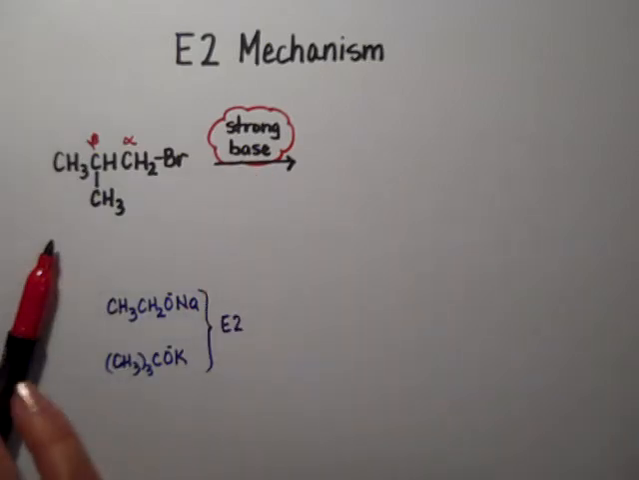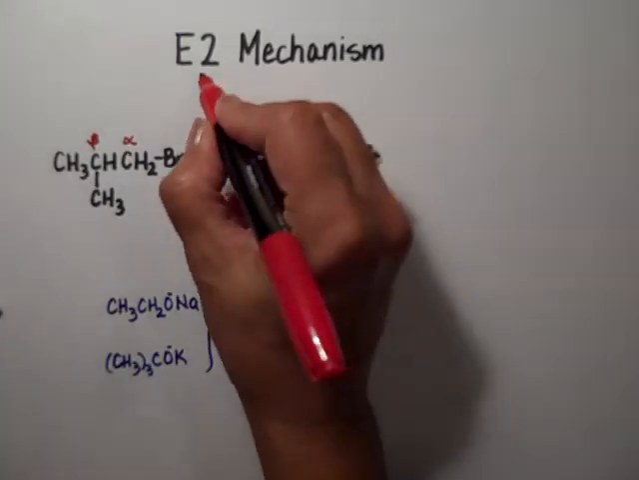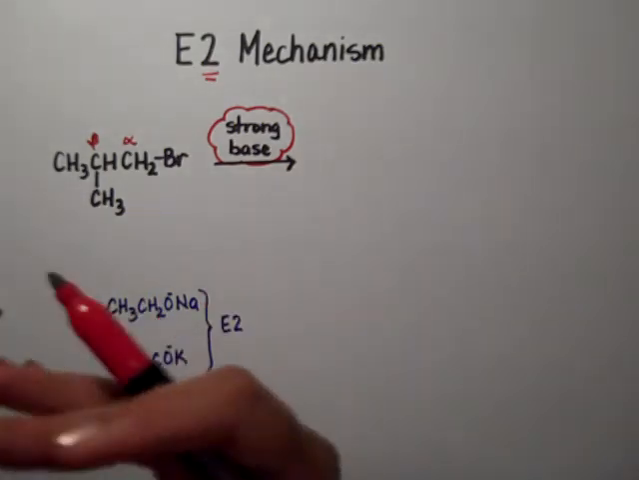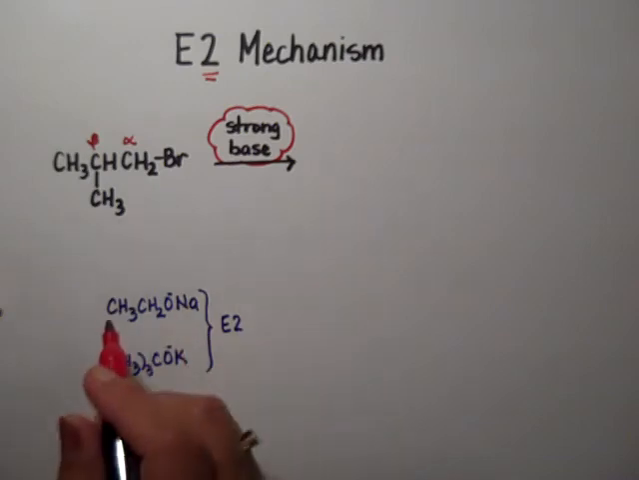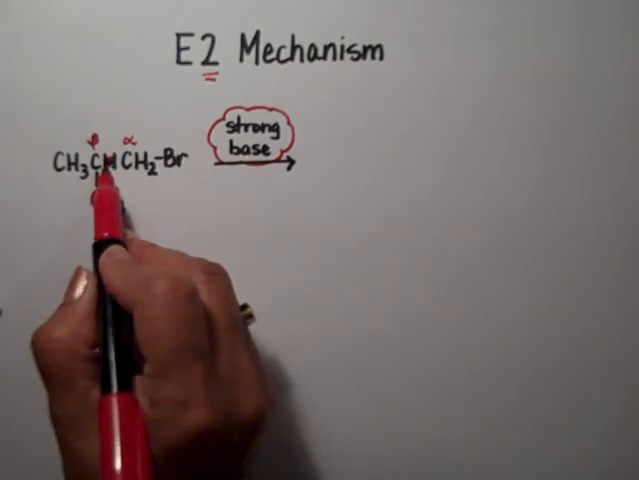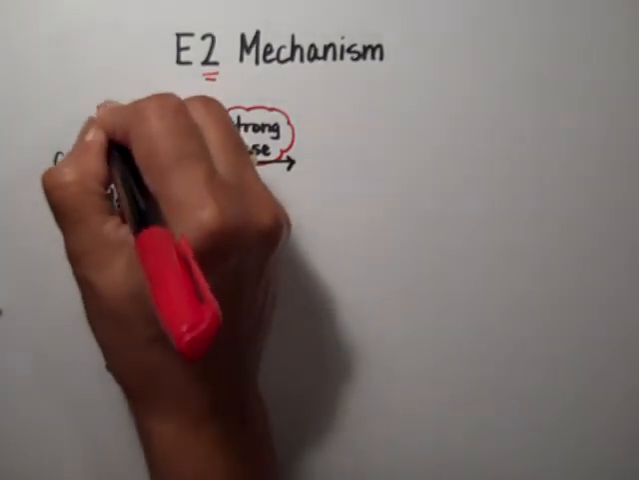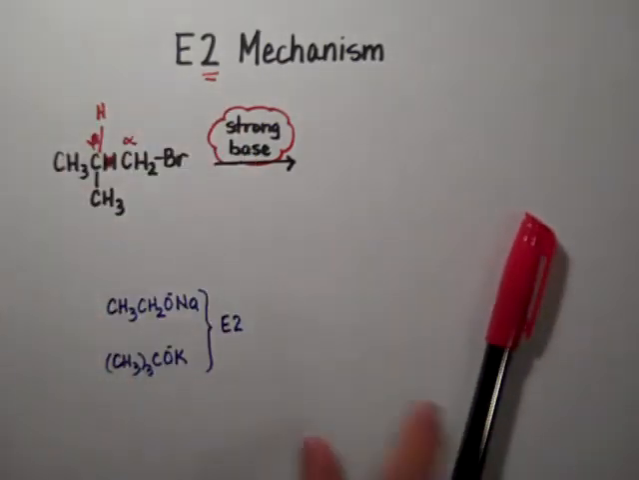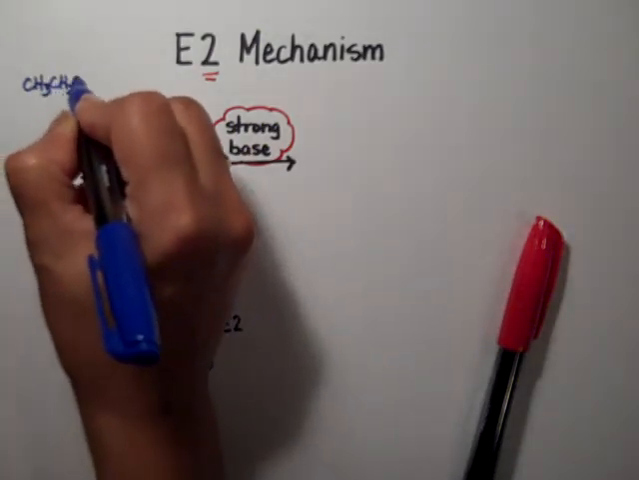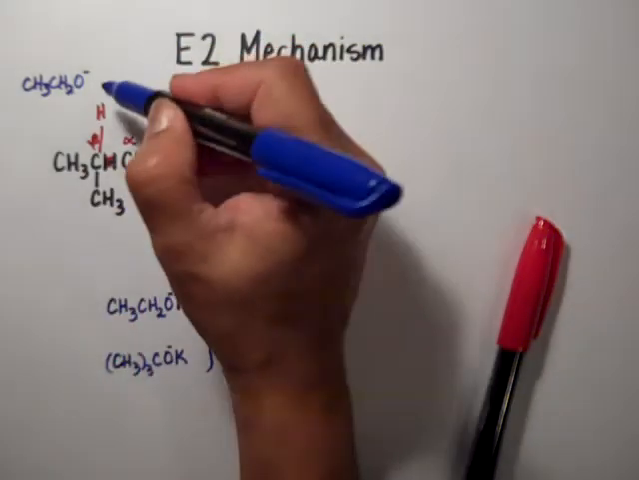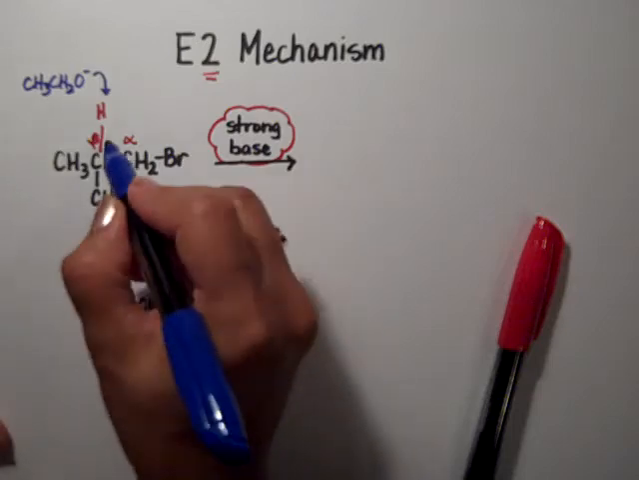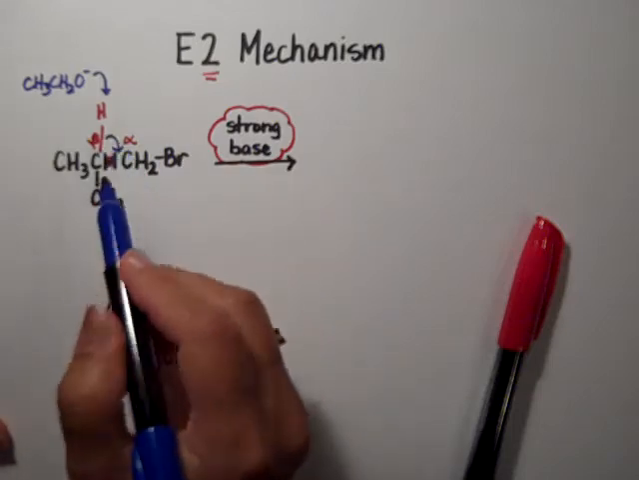But let's just do the E2 mechanism. The E2, the number 2 means that it's a bimolecular reaction, and this one is going to be a concerted mechanism. So what we are going to do, I'm going to take this hydrogen that's on the beta carbon and I'm going to extend it at the very top, because our base, let's use the ethoxide. Our base is going to go to the beta carbon and it's going to start attracting that proton at the same time that I'm forming a double bond.